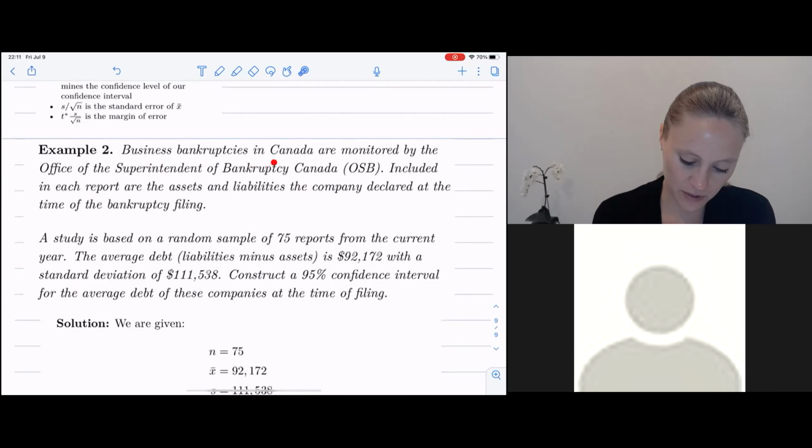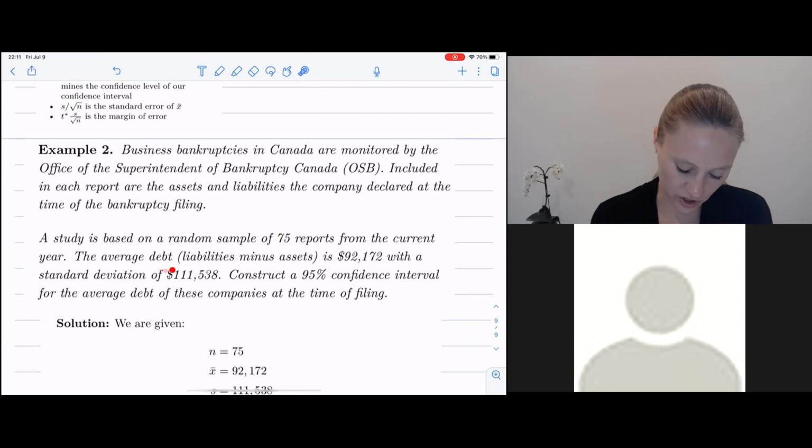Business bankruptcies in Canada are monitored by the Office of the Superintendent of Bankruptcy Canada, the OSB. Included in each report are the assets and liabilities the company declared at the time of the bankruptcy filing. A study is based on a random sample of 75 reports, right? That's your sample size, from the current year.